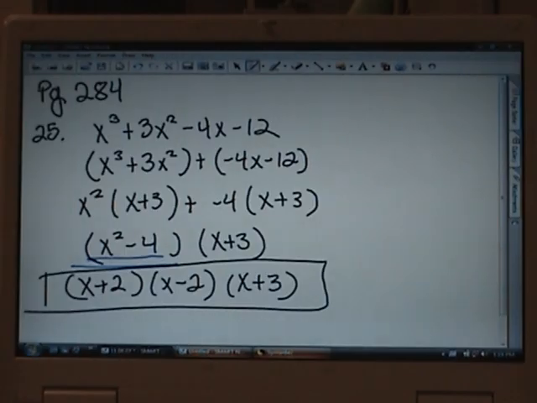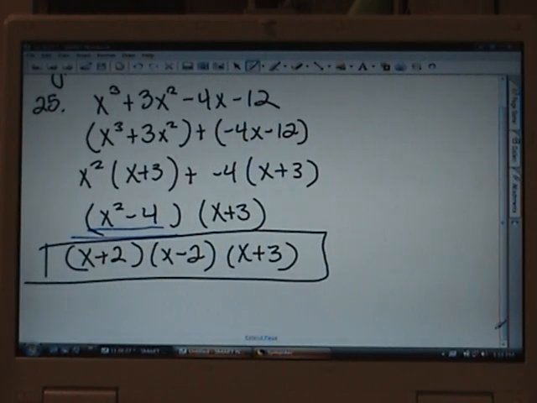Anyone else? Anyone? We're good? Tomorrow's our test, right? Tomorrow is your chapter 5 test, yes.